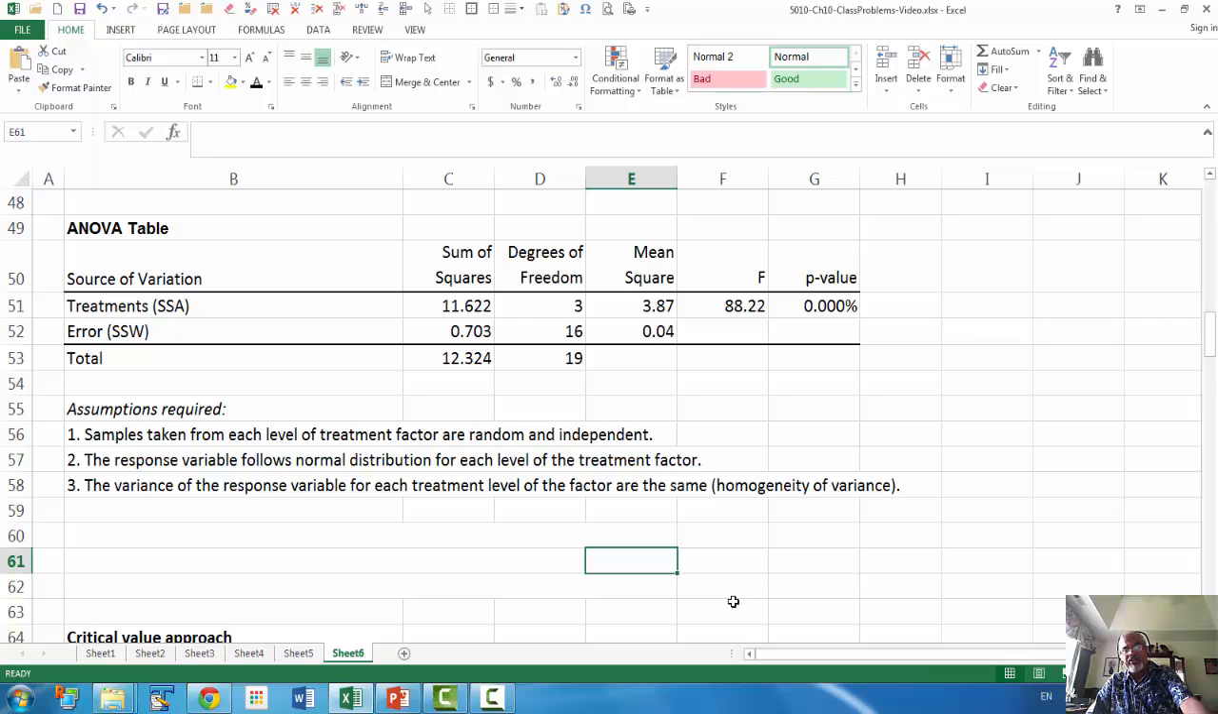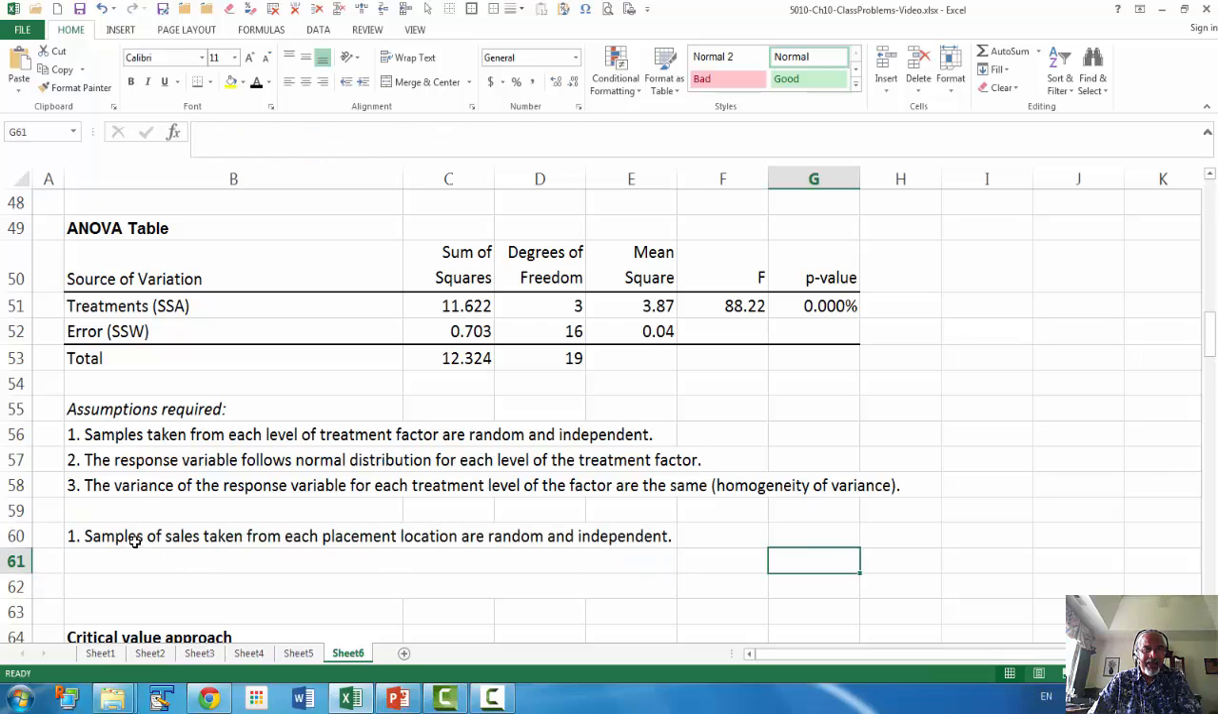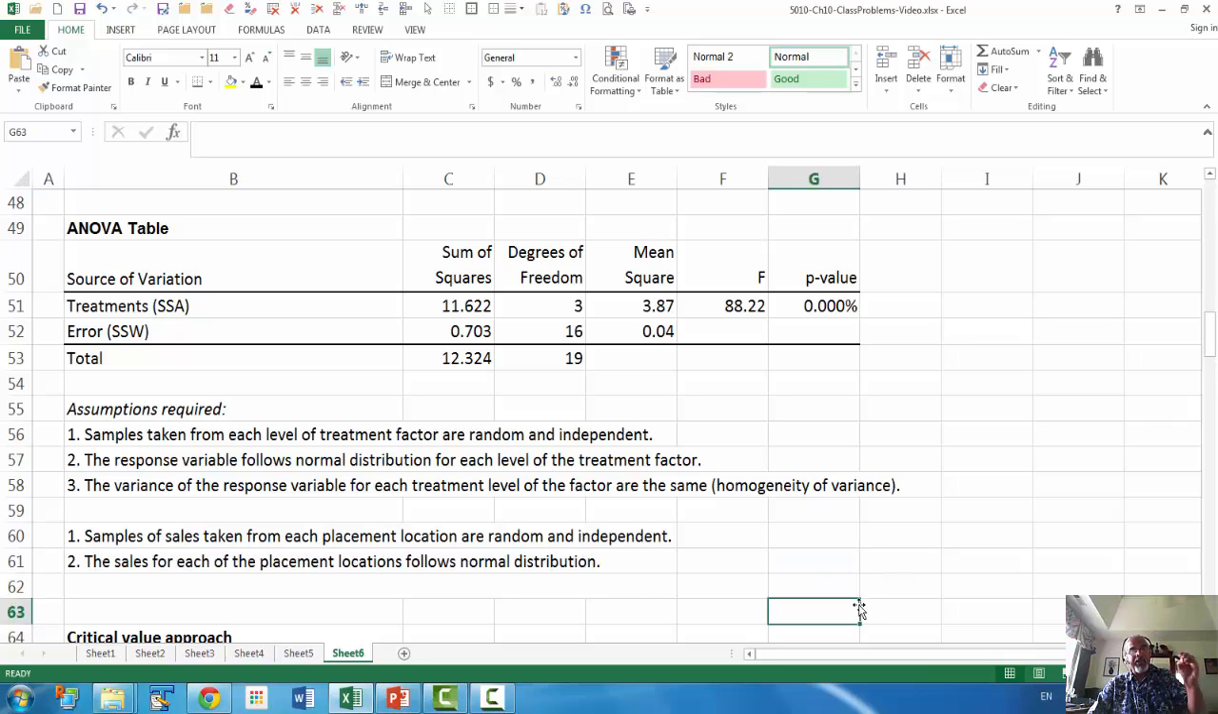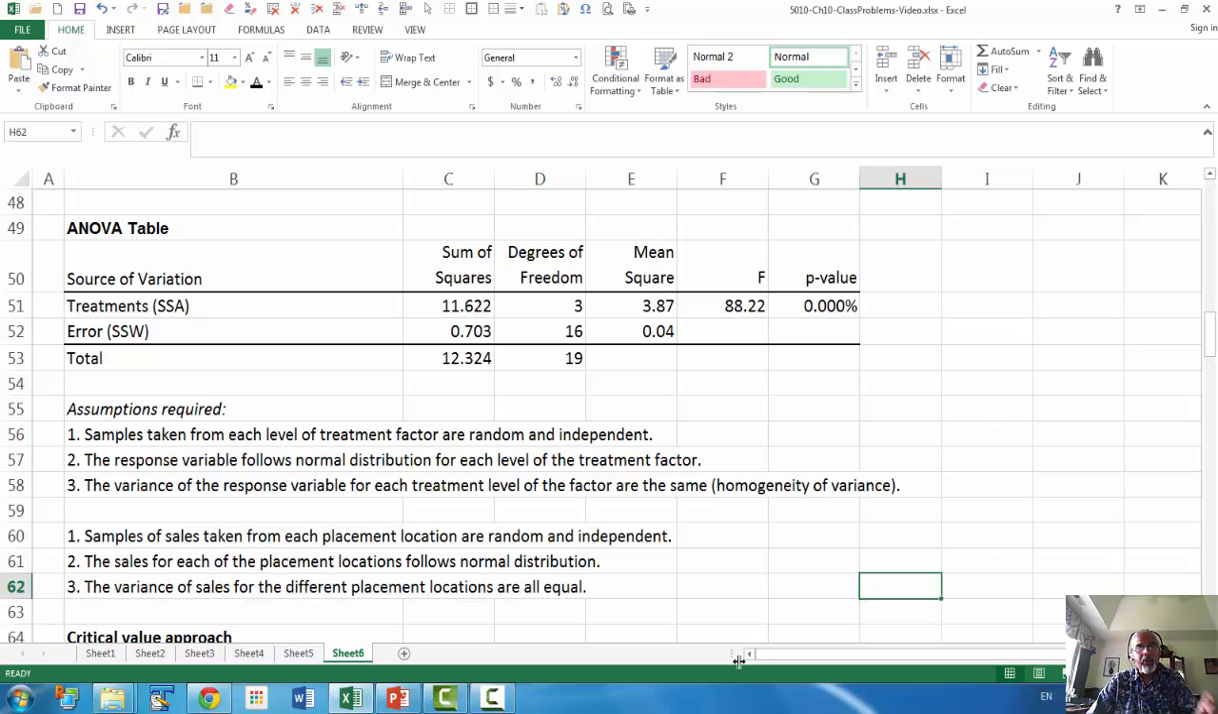Now how do you state these assumptions for this particular case of mobile electronic sales for the four different location possibilities? The first assumption is that samples of sales taken from each placement location are random and independent. In other words, the samples taken from the different stores are all independent random samples. Sales for each of the placement locations follow a normal distribution. So that's the normal distribution assumption, the second one. The third one is that the variance of sales for those different placement locations are all equal.